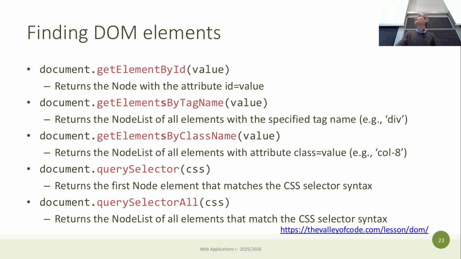And these are basically the 5 methods that are very useful for this purpose. First one is the most famous one. getElementById returns a single node that is the one that has an attribute ID equal to a certain value that we pass as a parameter. That's the easiest one.